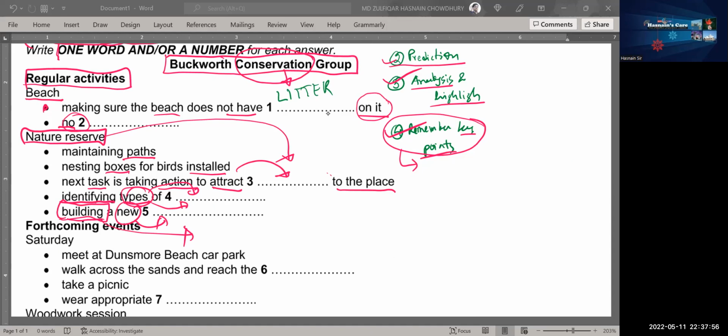Next. Is it okay to take dogs? Is it okay to keep dogs? It means, are dogs allowed? I'm afraid not, as they are banned from the beach. That means dogs are not allowed. So number 2 will be dog.